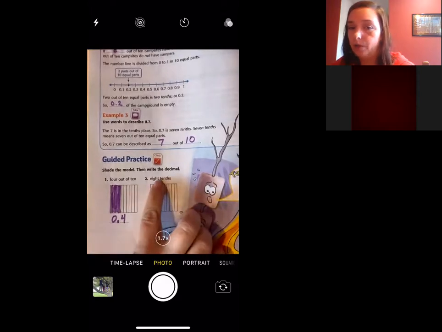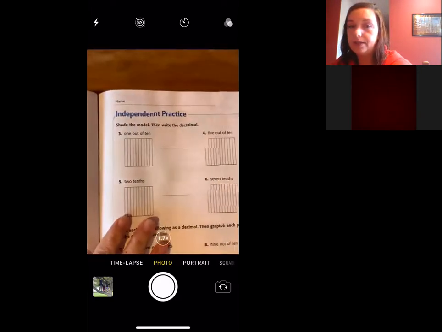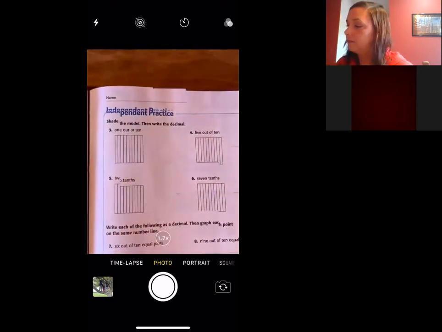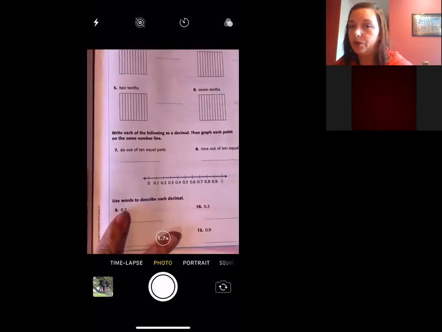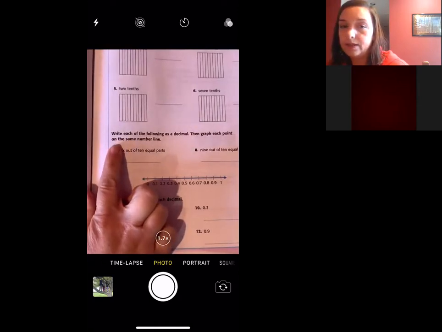Okay? And you're going to do the same thing for number 2. You're going to shade in what it says and then write it as a decimal. And you're going to do the same thing for number 3, 4, 5, and 6. Okay? I want to show you for number 7, it says write each of the following as a decimal, then graph each point on the same number line.